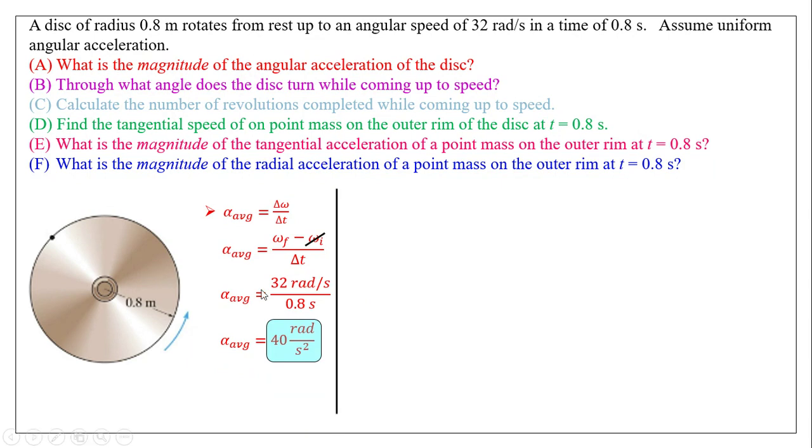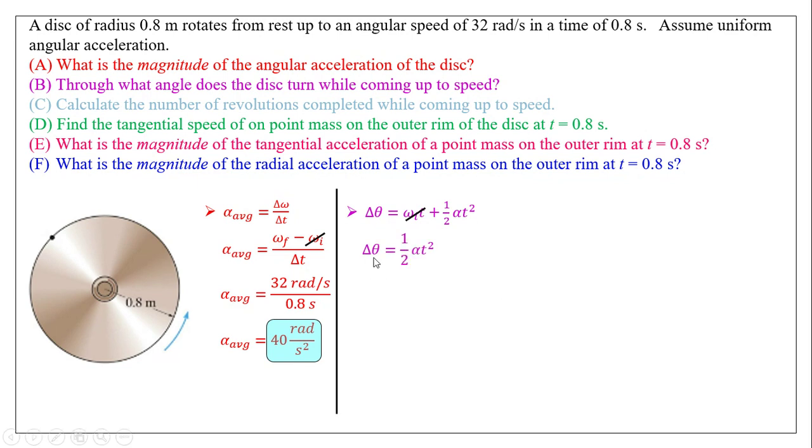Part B asks us to find through what angle the disk turns. In order to find the angle through which it turns, you can just use the angular displacement function. Why? Because we have a lot of information already. This is just one way to do it. Here, omega i is 0, so I'm just going to cross that term out. I just found the angular acceleration, which is 40 rad/s squared. The time here is 0.8 because it's given in the statement. Other than that, it's just plug and chug.